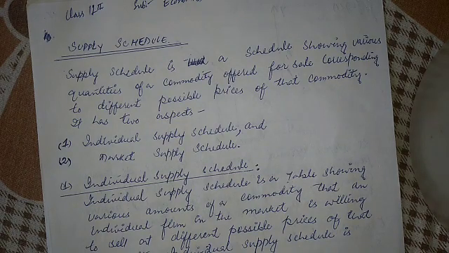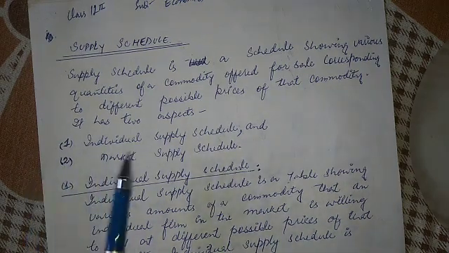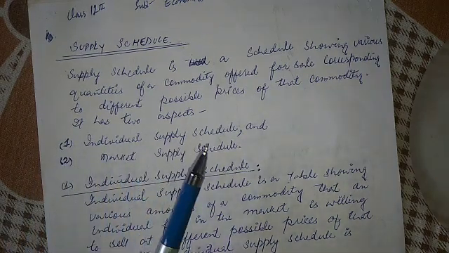Supply schedule is a schedule showing various quantities of a commodity offered for sale corresponding to different possible prices of that commodity. It has two aspects: individual supply schedule and market supply schedule.